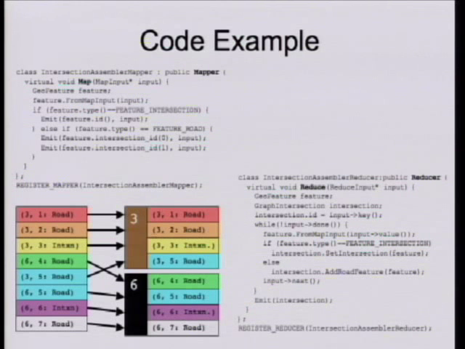Just to give you an idea of how straightforward it is to use MapReduce, here's a little code example of implementing the thing that I just showed you. Basically, your mapper class takes an input, it's a feature, it turns it into the right type, looks at what it is, does a couple emits, and it's done. That's like 8 lines of code. The reducer gets a list of all those objects. The first one's going to be the intersection, and then it loops through all the other ones, attaches them all onto the object, and then emits it. It really couldn't be much simpler.